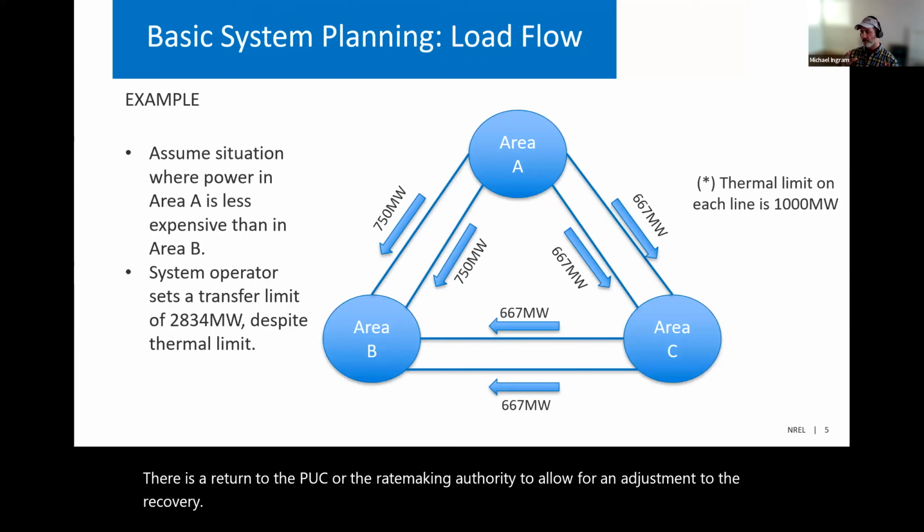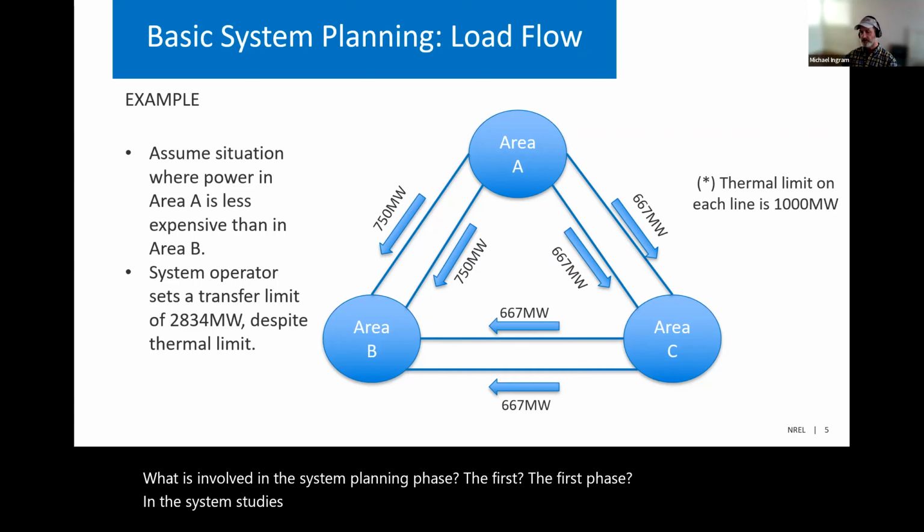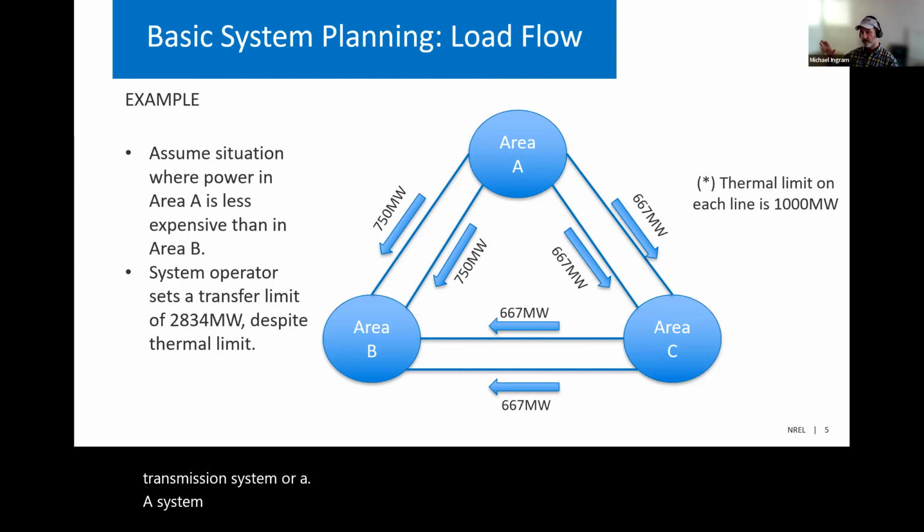What is involved in the system planning phase, the first phase in the system studies that might precipitate the need for more transmission? Well, the very most basic foundational study is load flow. And this is a cartoon, but it represents three areas in a transmission system, an independent system operator's area: Area A, Area B, and Area C.